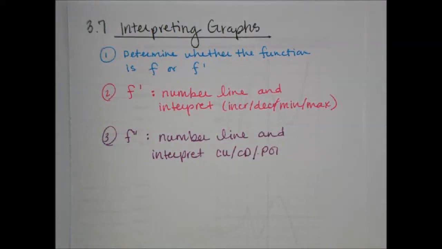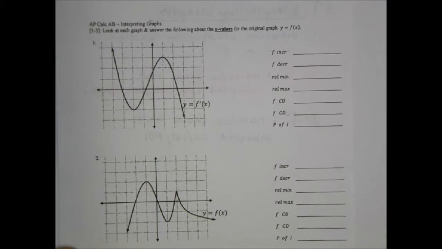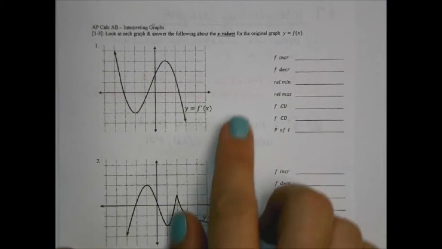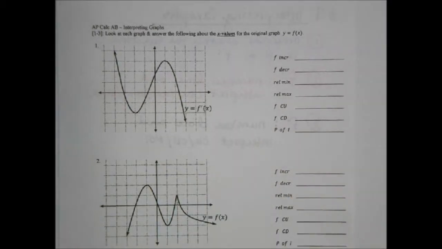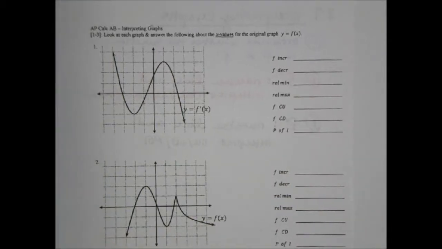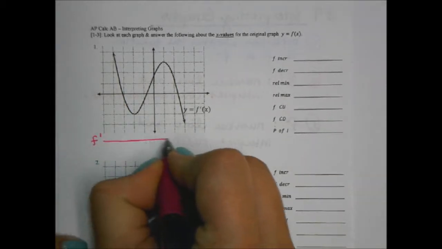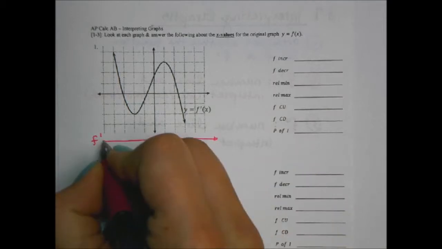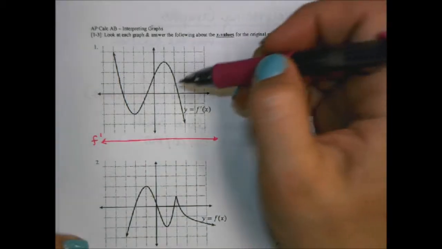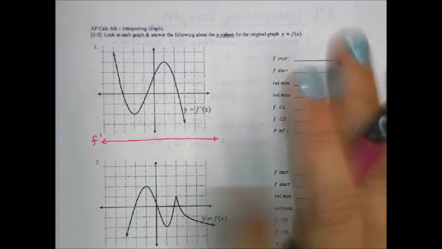So let's flip this over to the front side and see what we're starting with. So my first graph here is the graph of f prime. So I'm going to make a number line underneath for f prime. My number line is really just my x-axis here. So I can see I have some x-intercepts. They're not perfect, so we're going to just kind of estimate here.